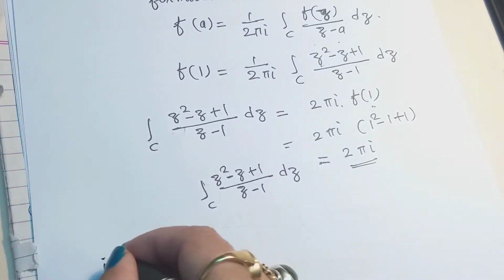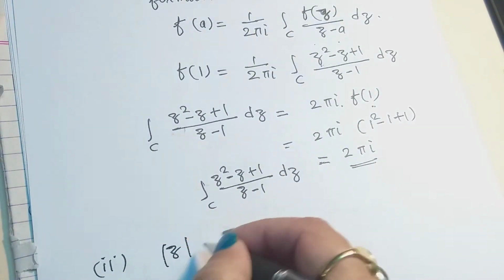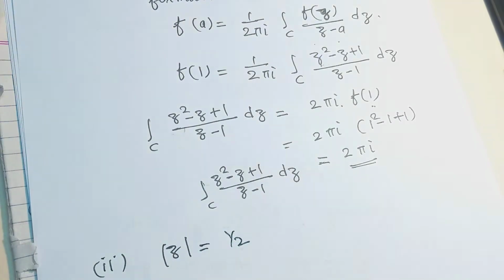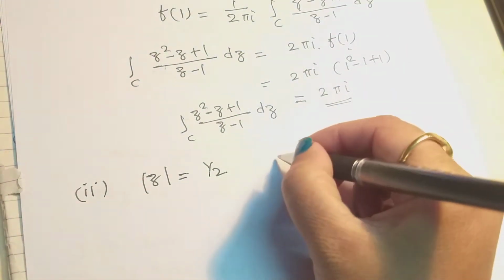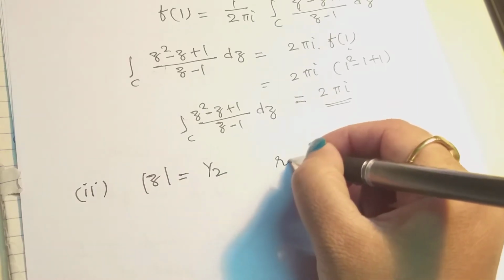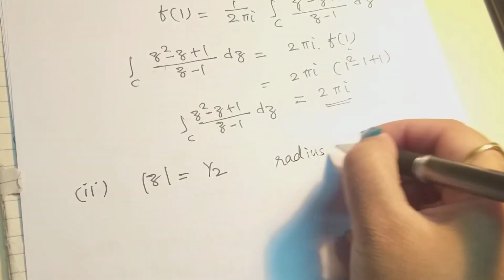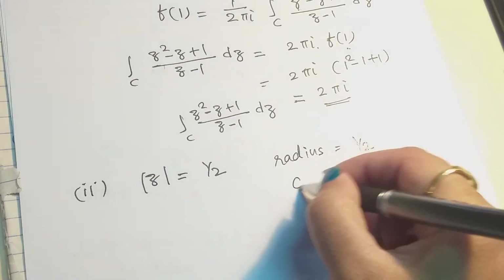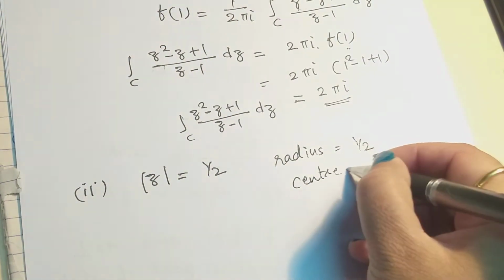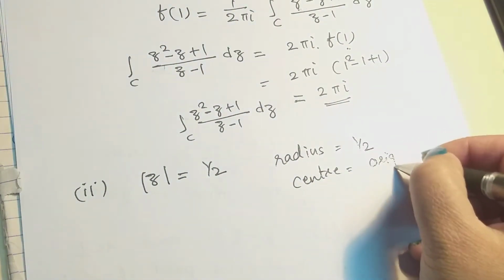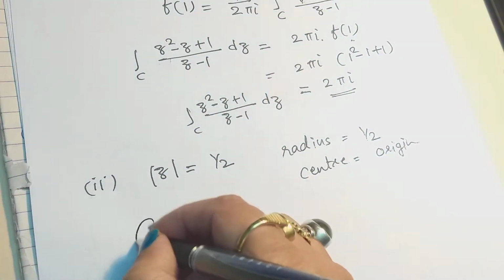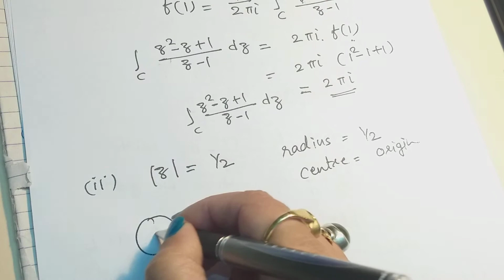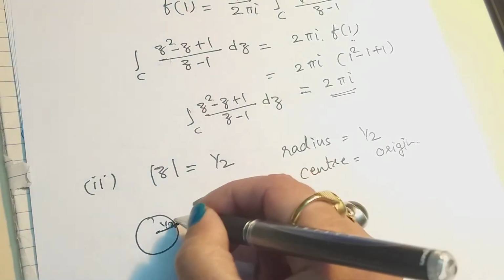Now we take a second case where the circle is given, mod of z is equal to 1 by 2. So here the radius of the circle will be 1 by 2 and the center will be at origin. So we draw this circle, radius is 1 by 2.